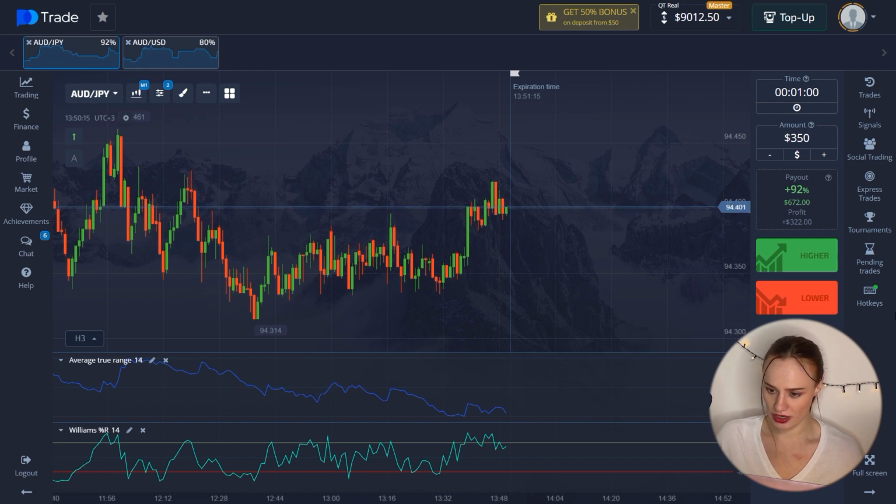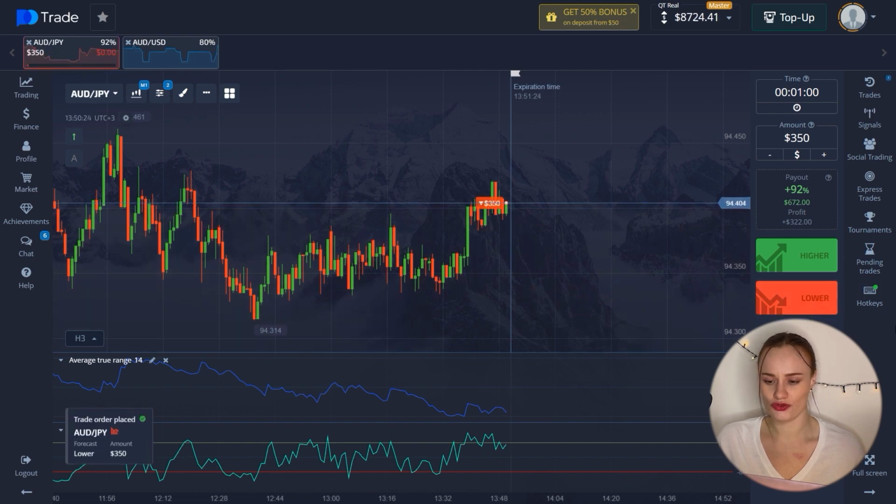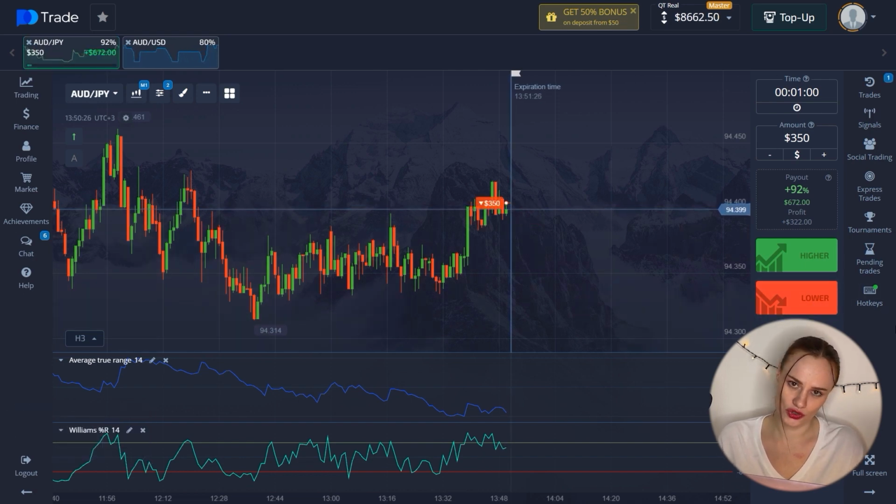And we open for a decrease when the red line is growing and the ATR line is also at the top. So the situation doesn't change on the chart, so we will open another deal for a decrease of $350 for 1 minute and continue the conversation.